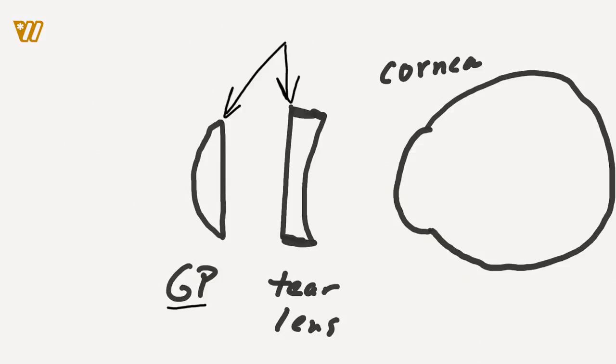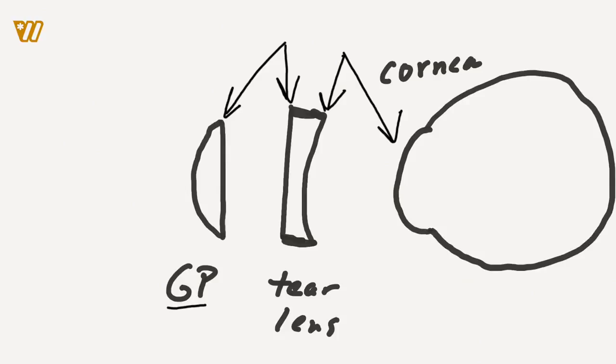And what about the back surface of the tear lens or the lacrimal lens? It's going to match the curve of the cornea. So if you look in your text, the back surface of the lacrimal lens has a radius of curvature equal to the radius of curvature of the cornea. The front surface of the lacrimal lens has a radius of curvature that matches the base curve radius of the GP contact lens.